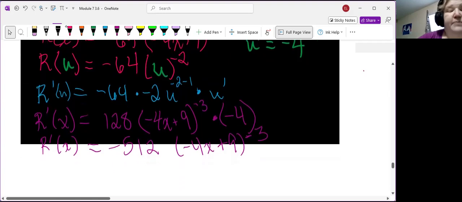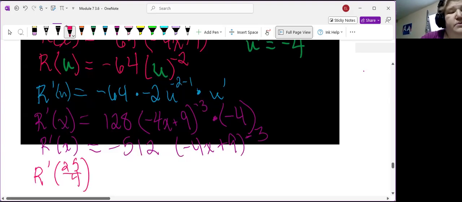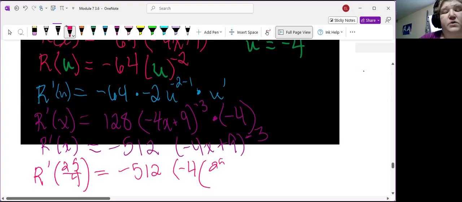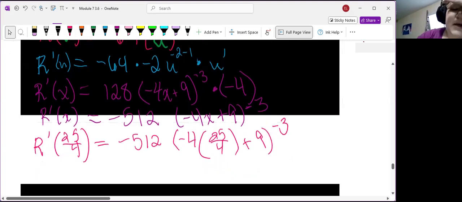So r prime of 25/4 equals, we still have the negative 512 times negative 4 times our x value, 25/4. So that 25/4 was looking pretty ugly till you put it in and, oh, that's why that 4 is there. All right, so negative 4 times 25/4, the 4's cancel, but the negative persists.